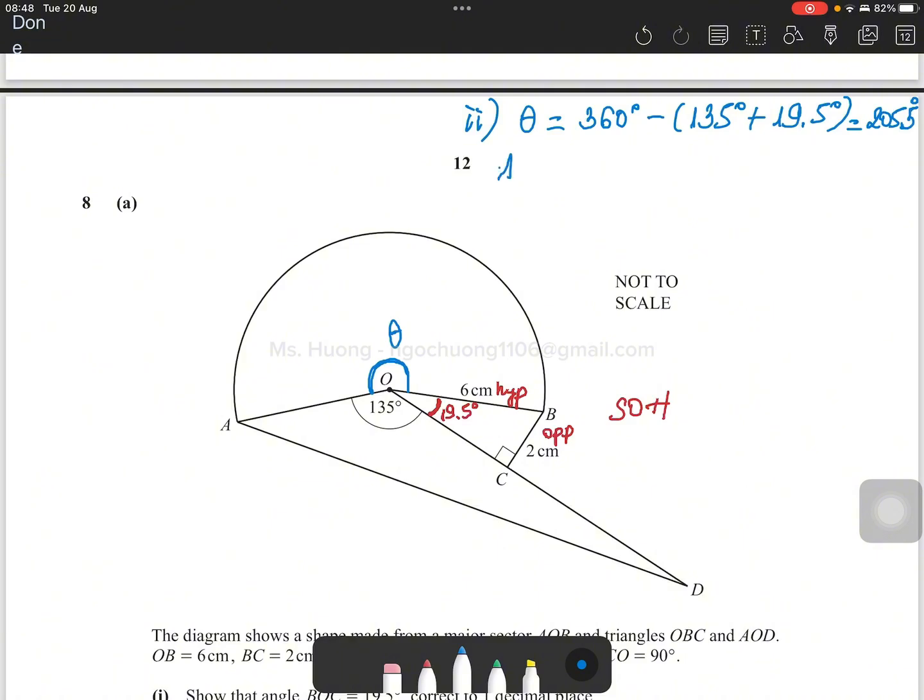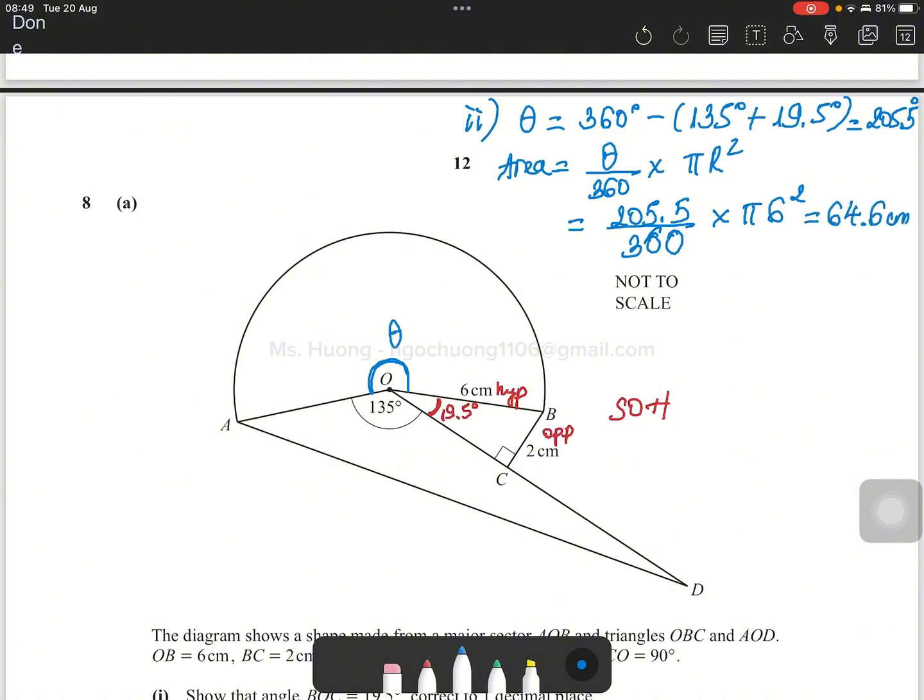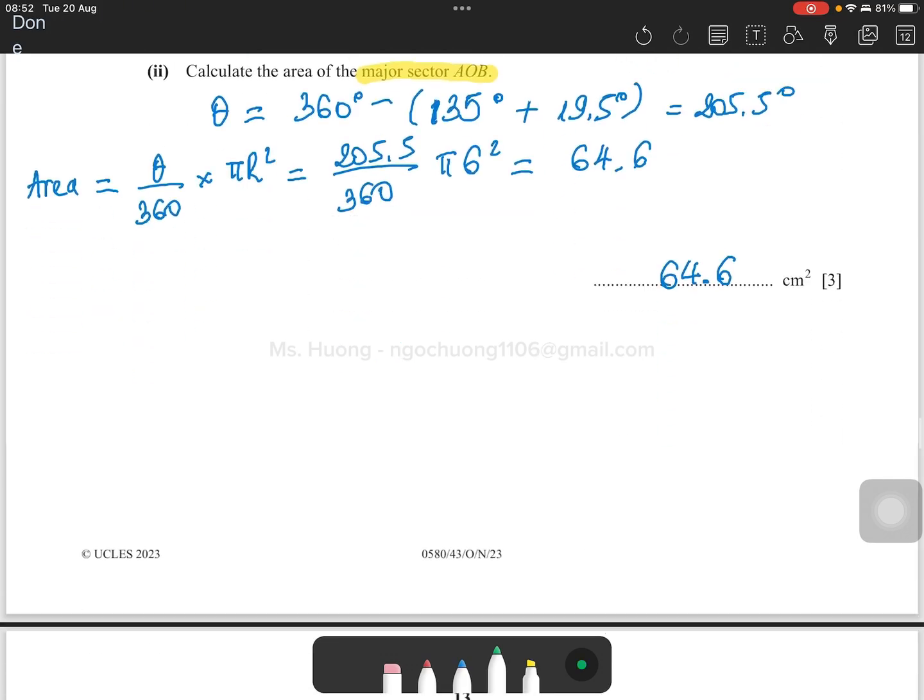Then the area of the sector is equal to theta over 360 multiplied by the area of the circle, which is pi r squared. And in this case, theta is 205.5 over 360. Then we multiply by pi. The radius is OB, which is 6 centimeters. So the answer for this is 64.6 square centimeters. This is the answer for the second question.